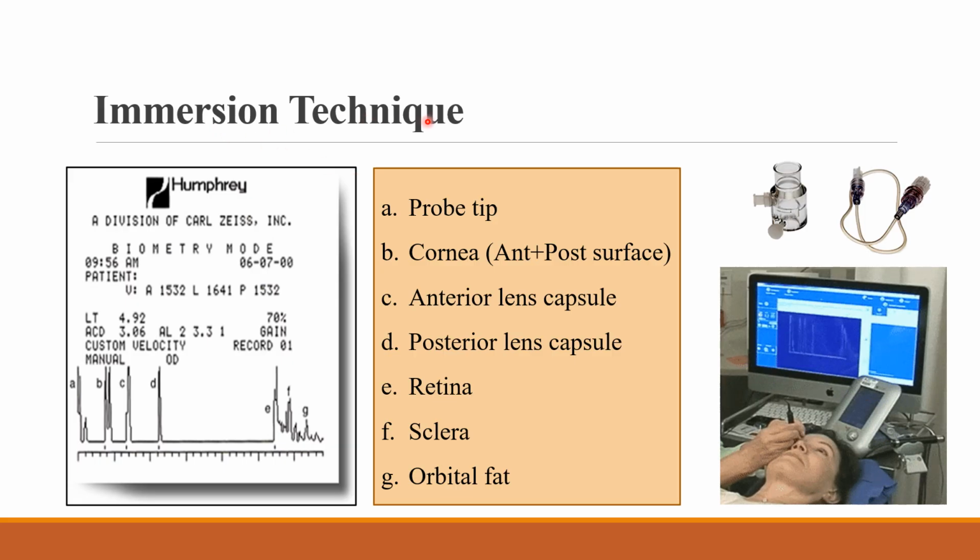In the immersion technique, here also it shows the spikes. A shows the probe tip, B indicates the cornea, anterior and posterior surface, C indicates the anterior lens capsule, and D indicates the posterior lens capsule. E indicates the retina, F indicates the sclera, and G indicates orbital fat.